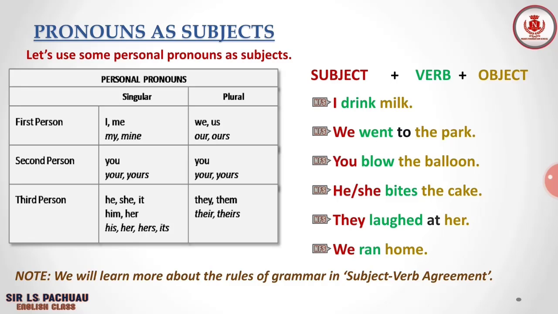If you take a look at the contents of your lessons from your textbook, you will see one lesson called subject verb agreement. We will learn some grammar rules here: when and where to use pronouns and nouns as subject, and what verbs follow the subject. That we will learn in subject verb agreement.